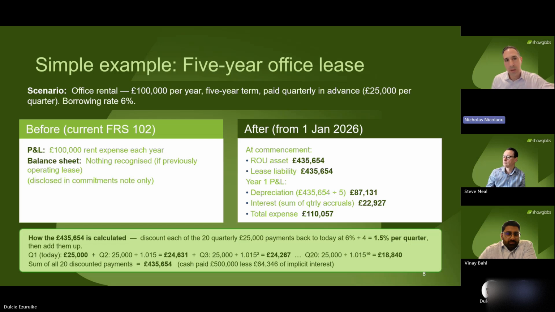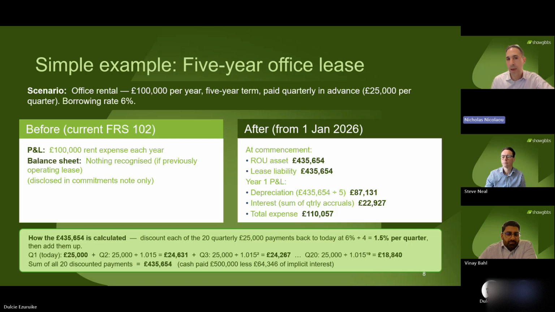So in this scenario, it's a simple office rent, which is 100k a year over 5 years, and it's payable quarterly in advance, assuming a borrowing rate of 6% for that business. So currently you would recognise that 100k through your P&L as rent, nothing sitting on the balance sheet.